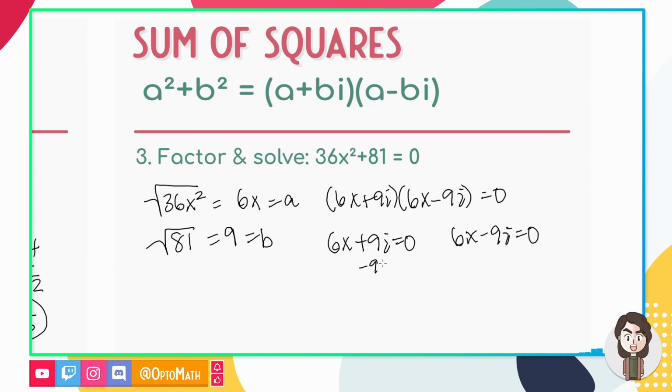So let's subtract 9i from both sides. 6x is negative 9i. Divide both sides by 6. And x is equal to negative 3/2 i.